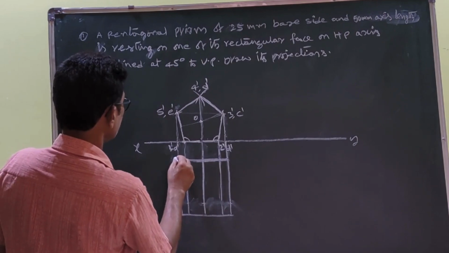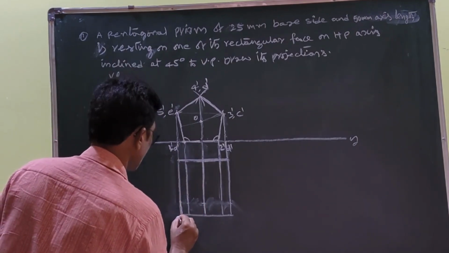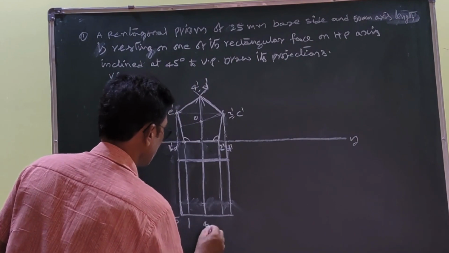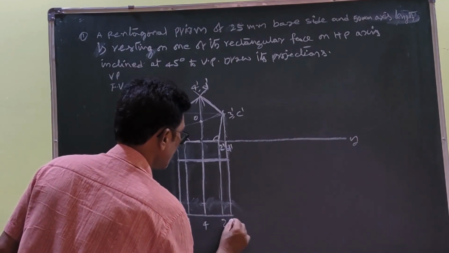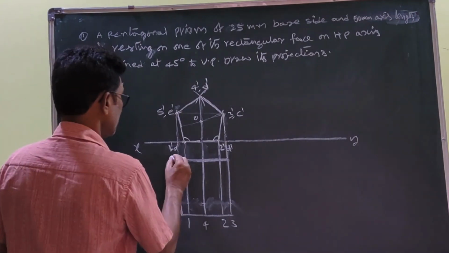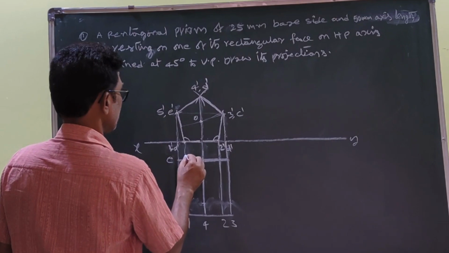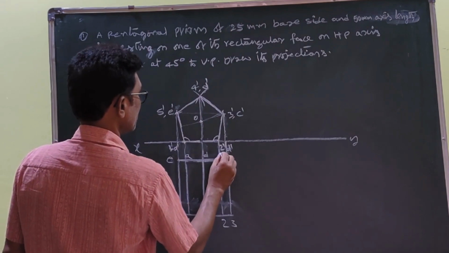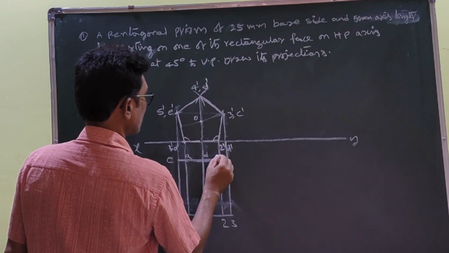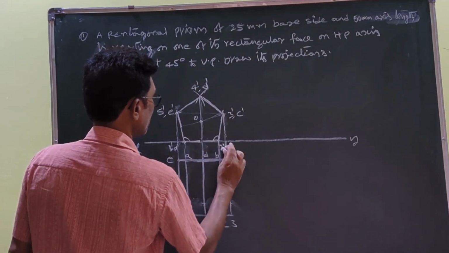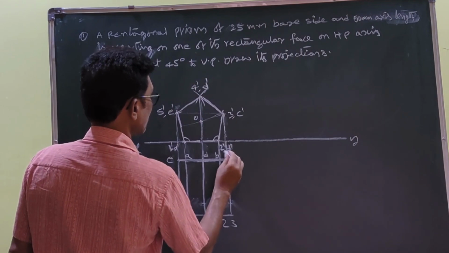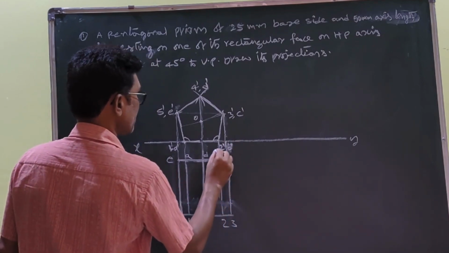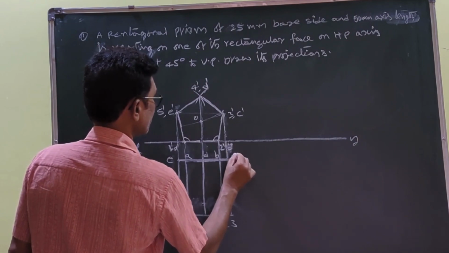This is the first one, so this is 1. This is 5. This is 4. This is 2. This is 3. Here this is E. This is A. This is D. This is C. Sorry, this is B. This is 2 dash and B dash. This is B. This is C.